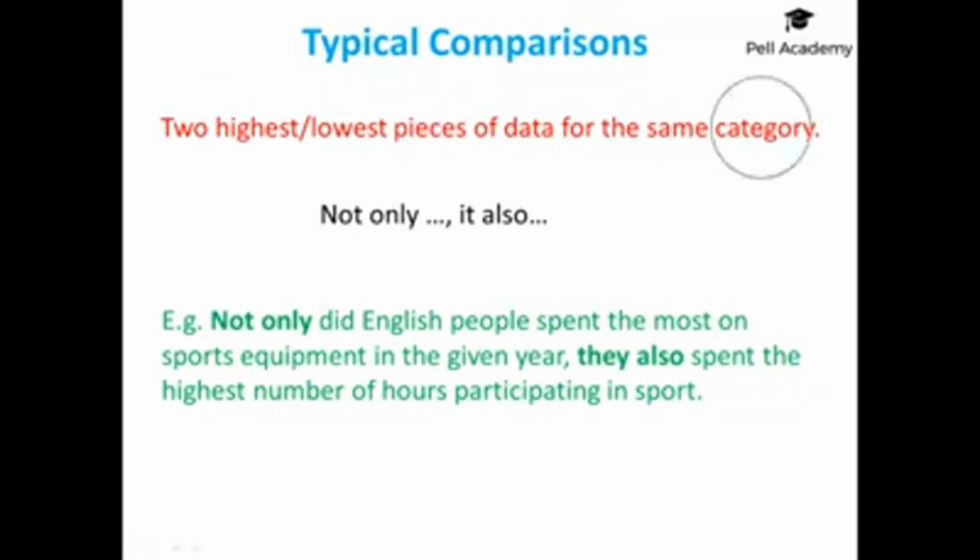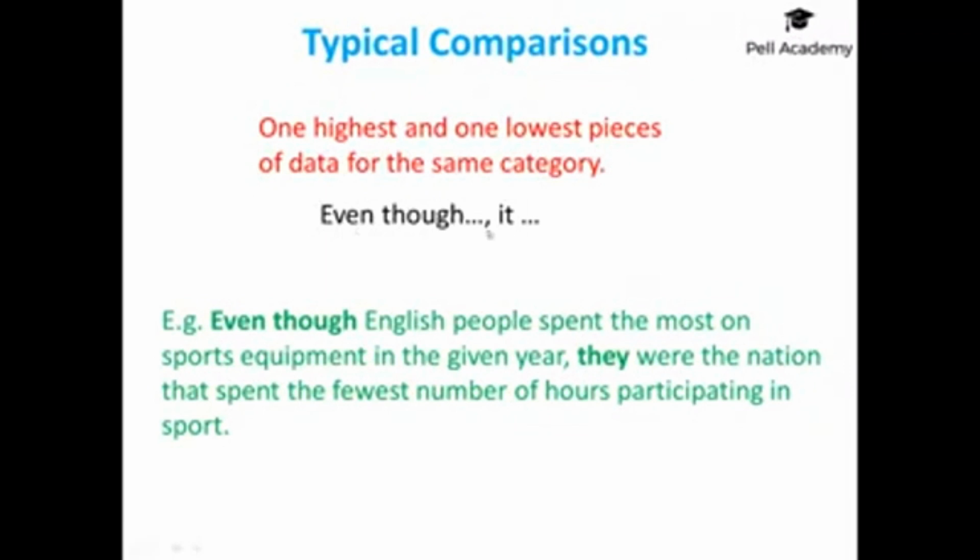So this means we only have one category, but we want to describe 2 things about that category that are the highest, or that are the lowest, the greatest, the smallest, the biggest, whatever it be. But basically that they have 2 similar pieces of data about one category. The example I use here: not only did English people spend the most on sports equipment in the given year, they also spent the highest number of hours participating in sport. So we're imagining that there are several countries and several categories in relation to sport, and English people are the highest in 2 of these.